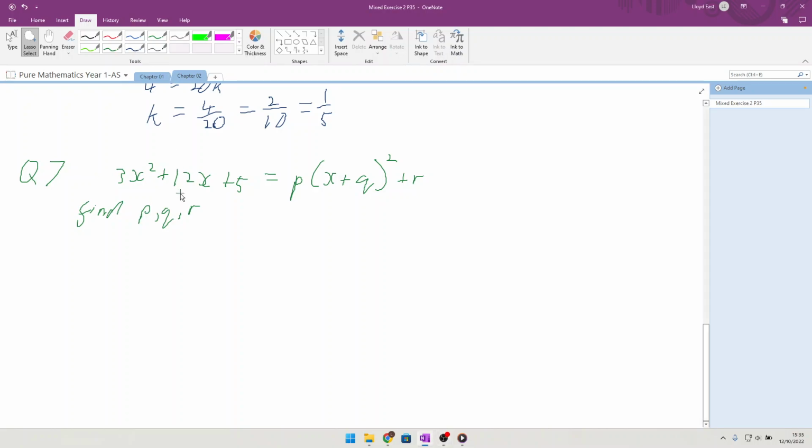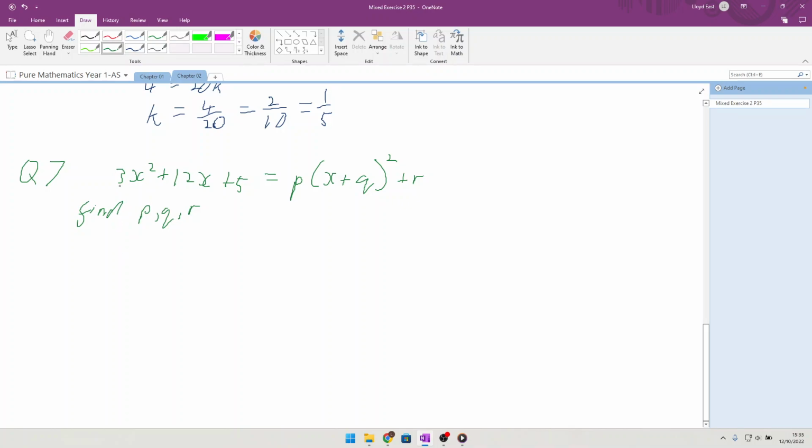So here we are on question 7, and they want us to take 3x squared plus 12x plus 5 and write it in the form of p times (x plus q) squared plus r, finding p, q and r. So we are completing the square of the quadratic.